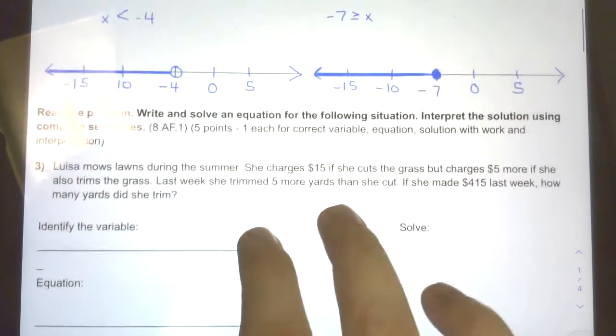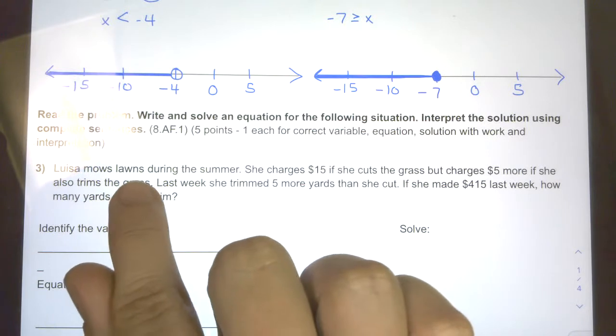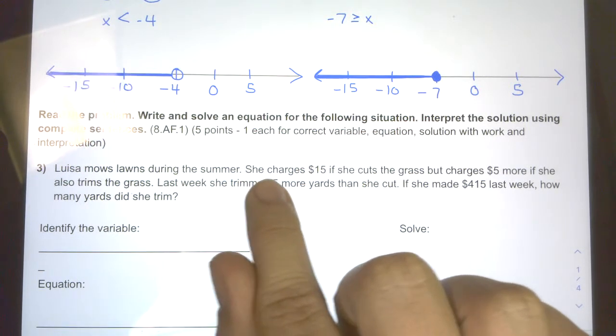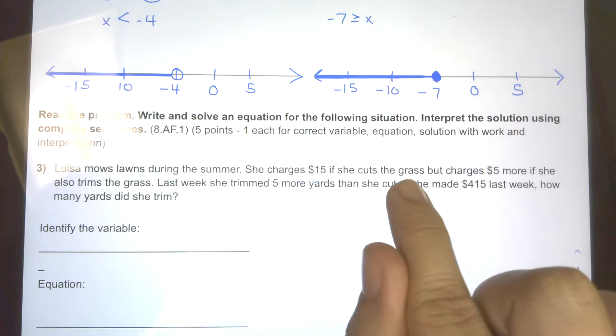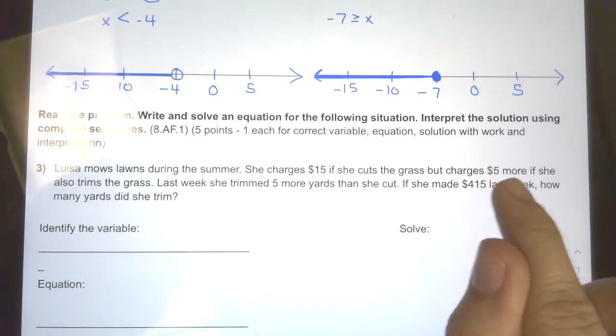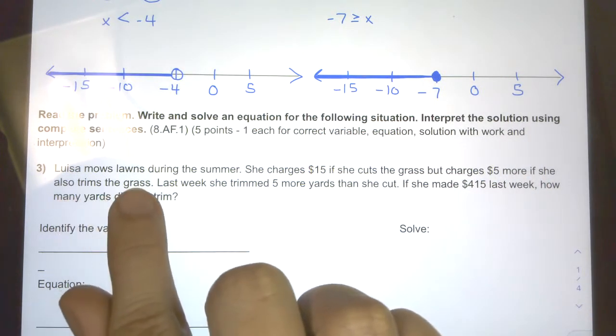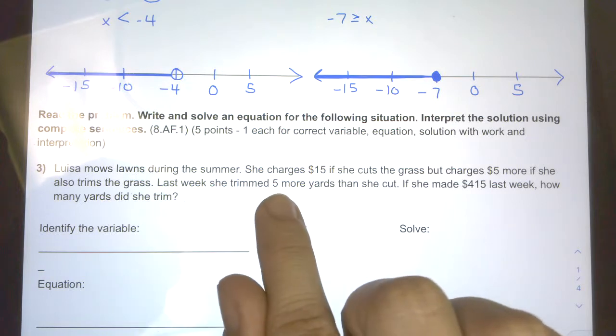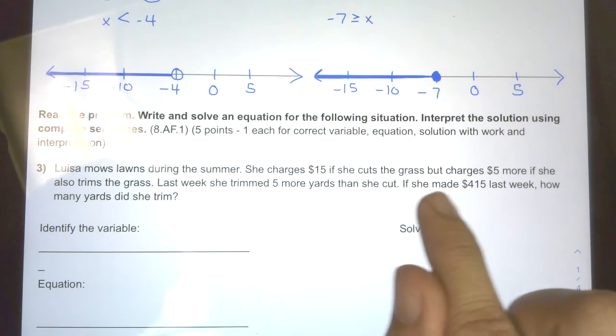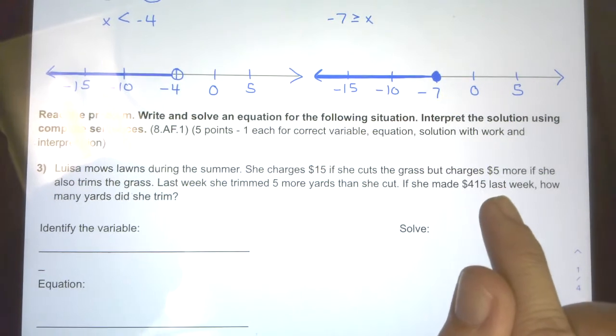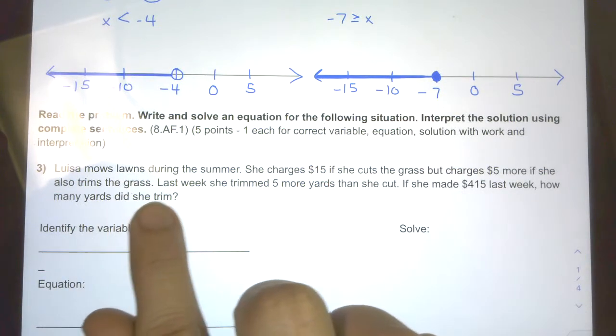In any case, Louisa mows lawns during the summer. She charges $15 if she cuts the grass, but charges $5 more if she also trims the grass. Last week she trimmed 5 more yards than she cut. If she made $415 last week, how many yards did she trim?